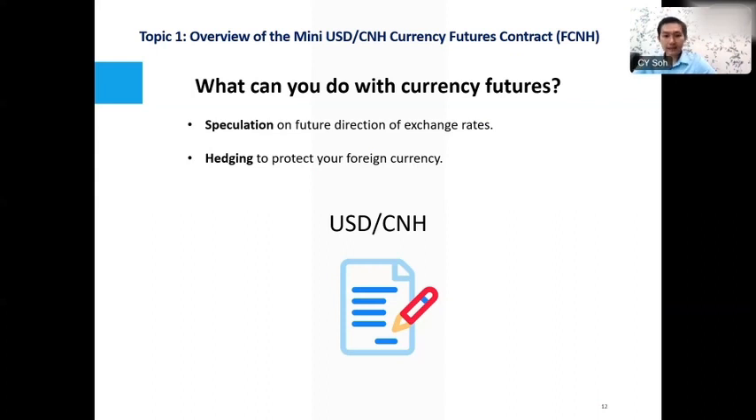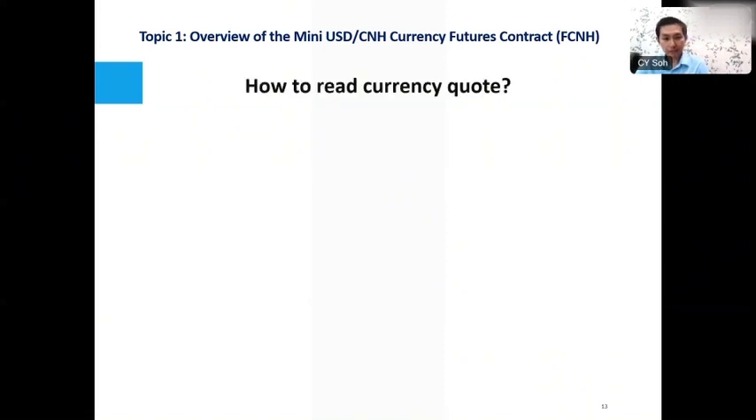And the next thing that you can do with currency futures, of course, is use it for hedging. Currency futures are commonly used for hedging purposes. Later on, we are going a little bit in depth into these two particular activities.